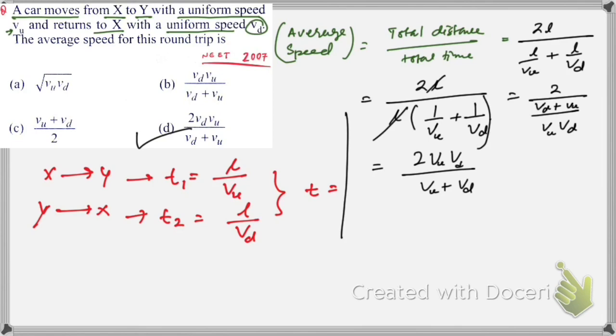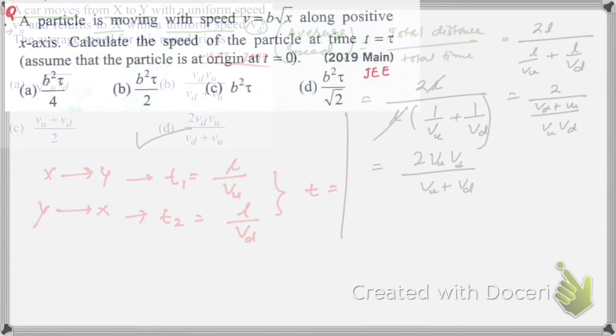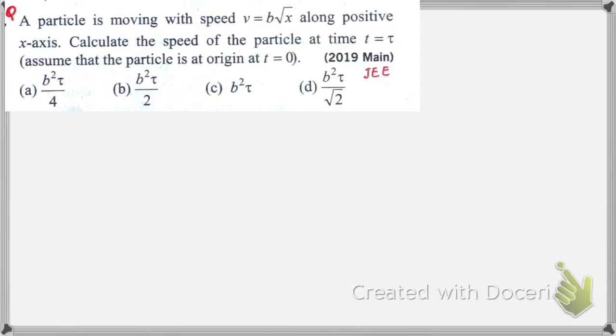Now let's move on to the next question. So here is the next question. The speed of a moving object is given in terms of displacement, along the positive x-axis, and we need to find the speed of the particle at time t is equal to tau, right?